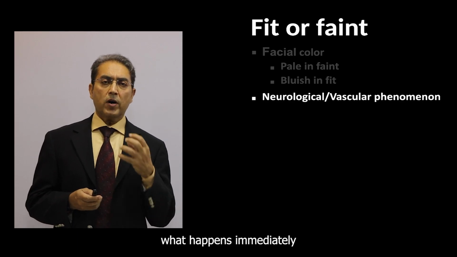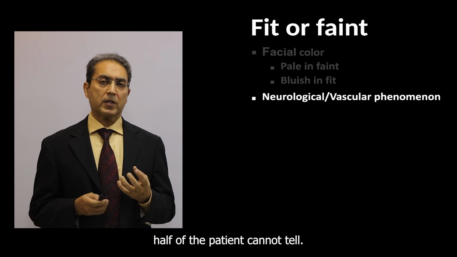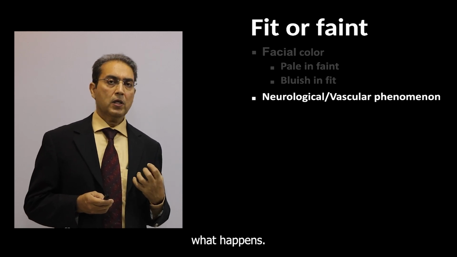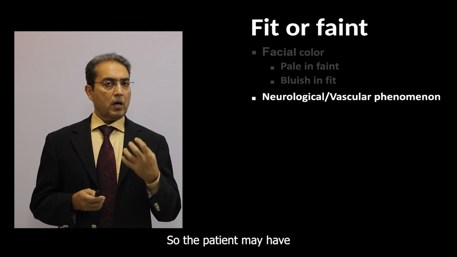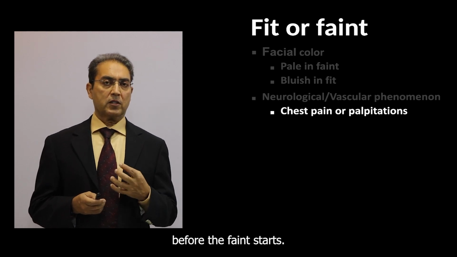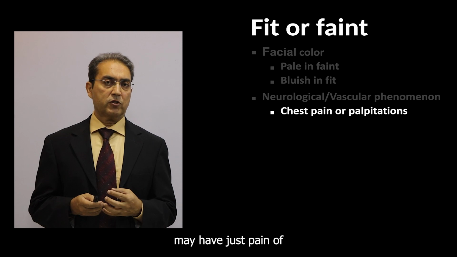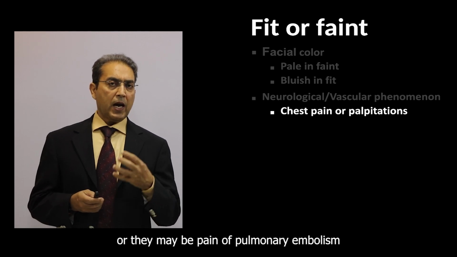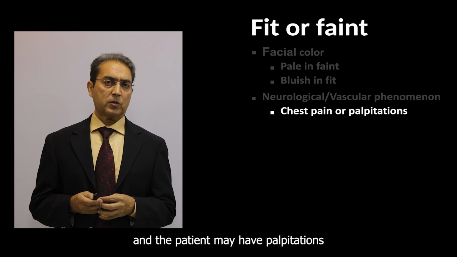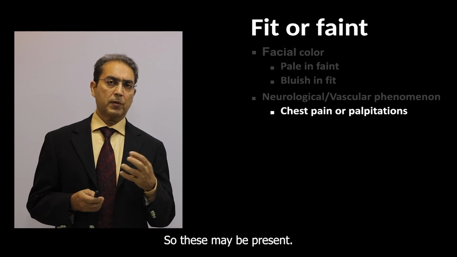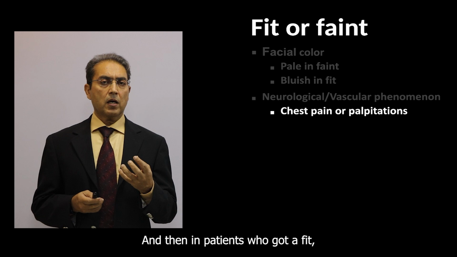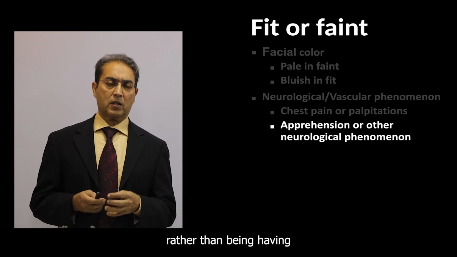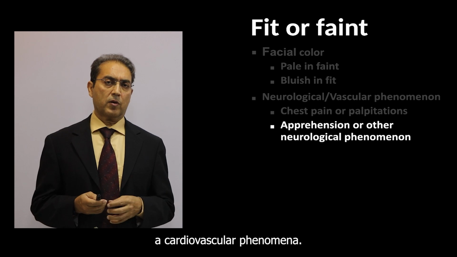And then what happens immediately before the fit happens? The patient cannot tell; he can only tell you afterwards what happened. So the patient may have cardiovascular phenomena before the faint starts. For example, the patient may have chest pain of myocardial infarction, or there may be pain of pulmonary embolism, and the patient may have palpitations because of arrhythmia. So these may be present. And then in patients who've got a fit, they may have some neurological phenomena rather than cardiovascular phenomena.